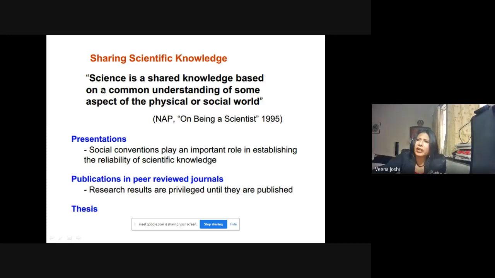Science is shared knowledge based on a common understanding of some aspect of the physical or social world. Presentations. Social conventions play an important role in establishing the reliability of scientific knowledge. How reliable it is. Someone has published something. This is when now I am going to show about indexing. Next point is indexing. So I decided to add this because without making this point, I cannot jump to indexing. So I realized that I'll add this point as well.